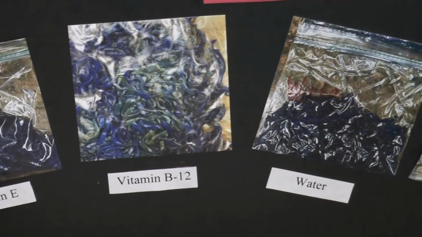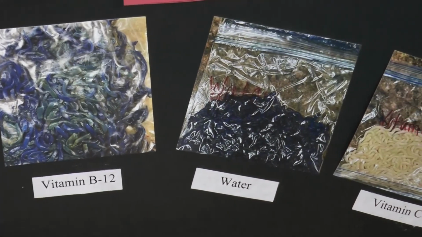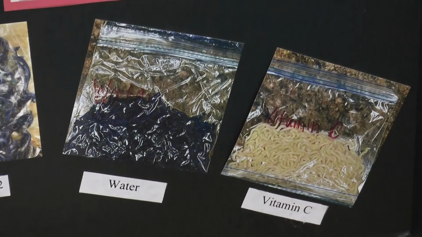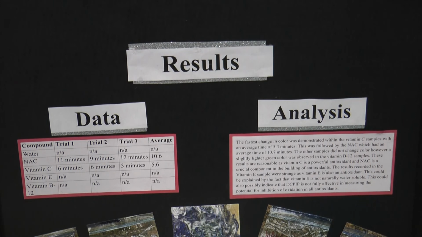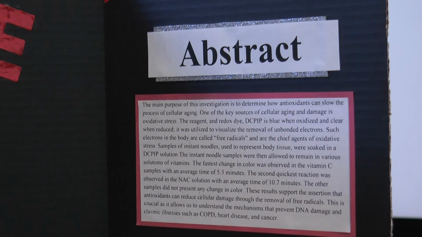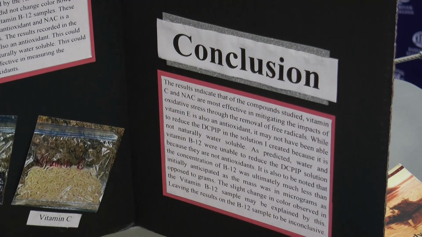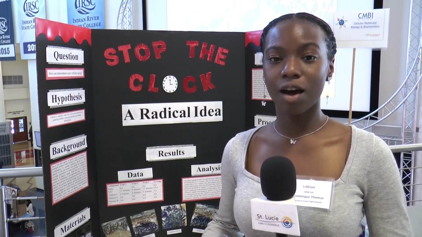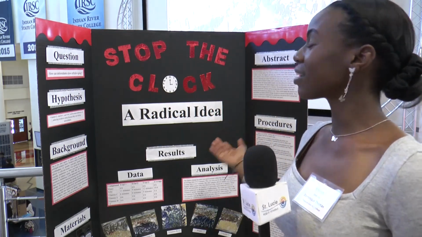So I looked at a total of 5 different antioxidants. I looked at NAC, vitamin E, B12, vitamin C, and water as my control. So throughout my experiment, I noticed that NAC and vitamin C did the best at removing free radicals from the solution that I used with ramen noodles to kind of act as the muscles in your body. So through doing this experiment and finding out that NAC and vitamin C did the best at removing the oxidative stress from your body, it helps us to learn how we can implement new things into our diets and things into our everyday lifestyles that can improve on our living and slow the clock on cellular aging.